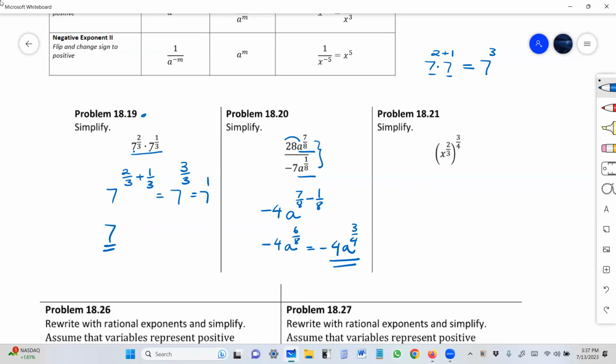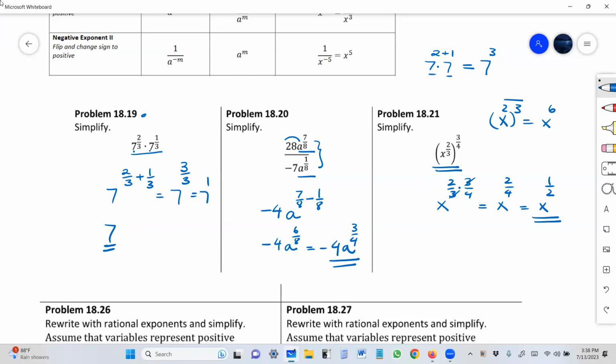18, 21. So this is the property as if I had something like this, for example, x squared to the third power, you multiply these two values. So this will be x to the sixth. You do exactly the same over here. So this is x to the 2/3 times 3/4. All right, so the 3's cancel, and I have x to the 2/4, and we can simplify the fraction by 2, and we get x to the 1/2.